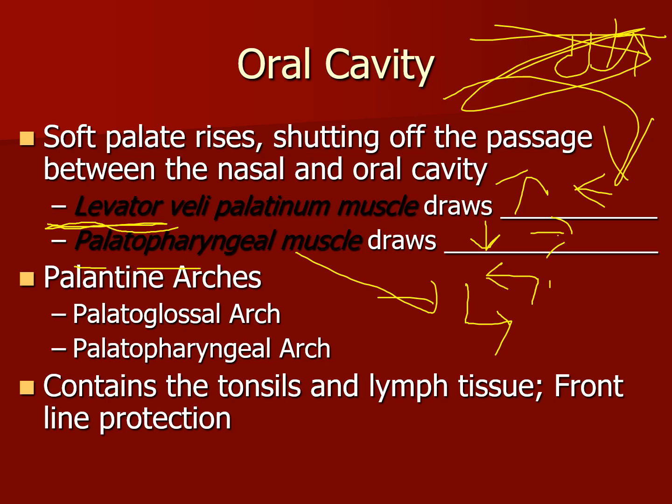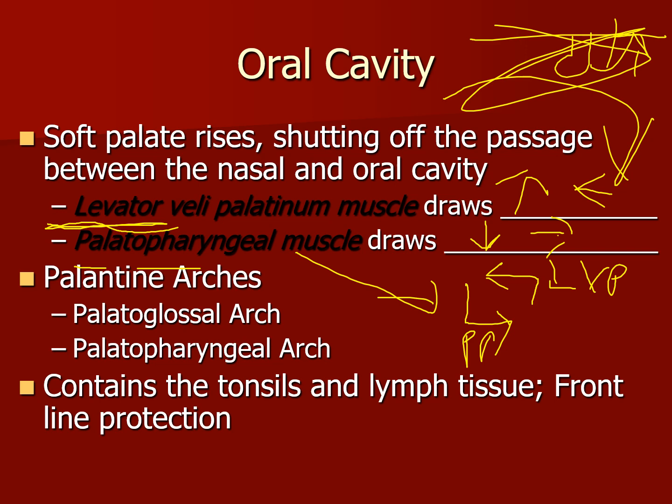So your LVP moves it up, and your palatopharyngeus moves it down and out. So PP goes down and out. Levator goes up and back. I don't know if that's how you want to remember it, but that's sort of how I remember it. Sort of that box motion, down and forward or up and back, to close it off.